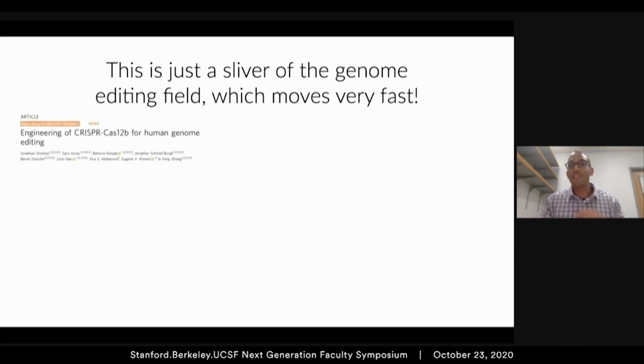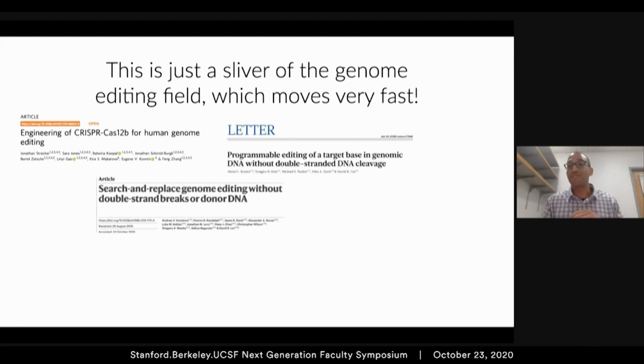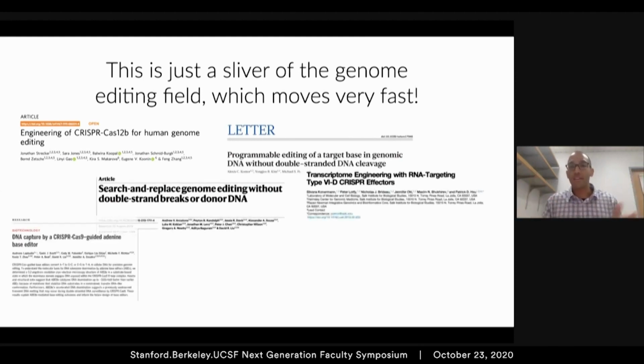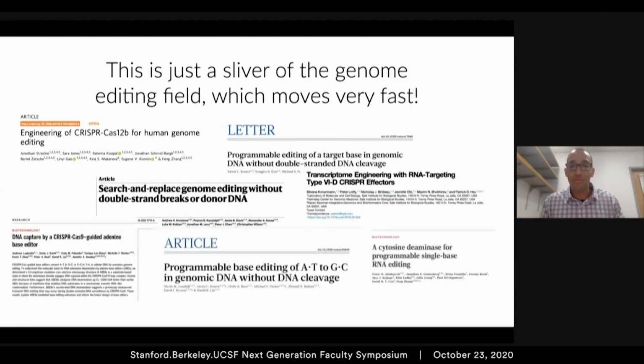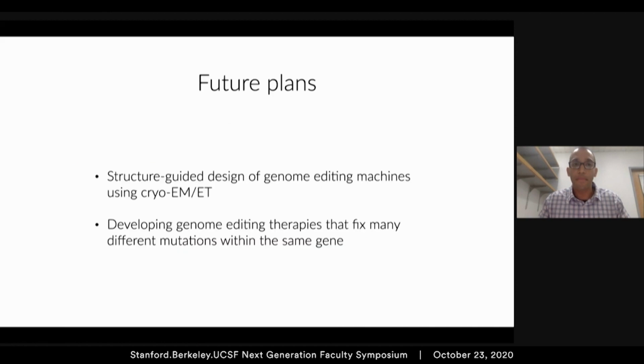I'll just mention that this is a sliver of the genome editing field, which moves incredibly fast. Jennifer Doudna and Emmanuelle Charpentier recently were awarded the Nobel Prize for their work on Cas9 and its effects on genome editing. And there have been so many new technologies that have been developed. It's been quite exciting, and it's a wonderful field to be a part of.